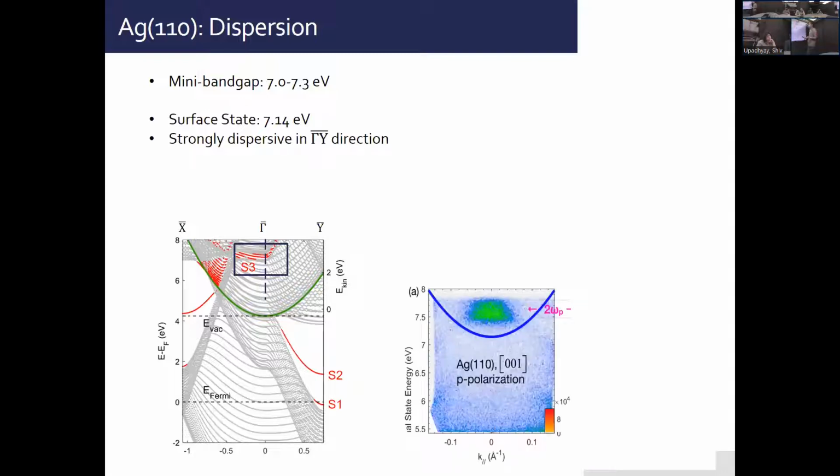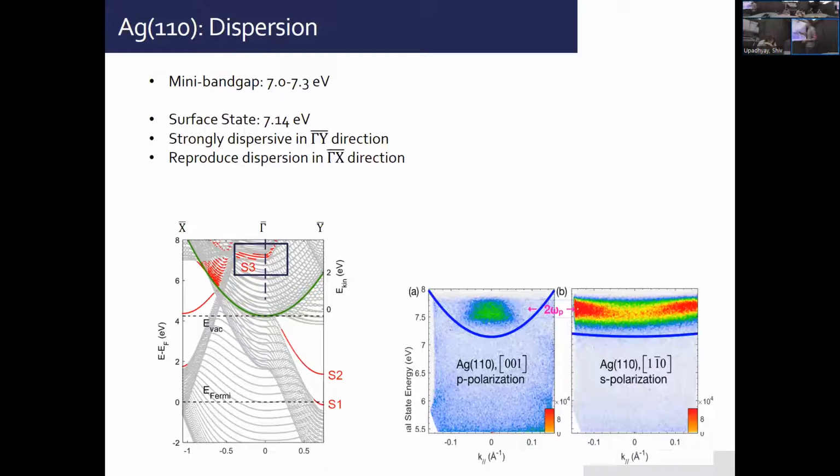We observe a state with strong surface character around 7 eV, which is in the final state energy region. And if we compare the experiment data with the theoretical calculation, we can see that along the gamma y direction, the state is strongly dispersive, and our signal is localized at the band minimum. And along the gamma x direction, the theoretical calculation is less dispersive, so that our spectroscopic feature is following the dispersion of the theory calculation.